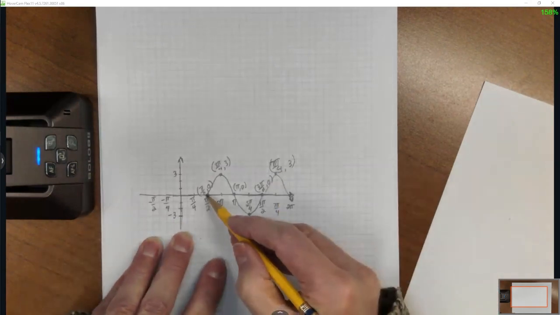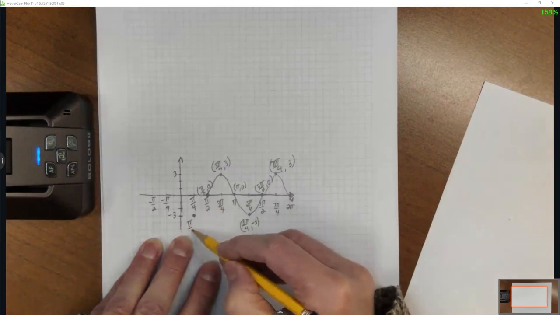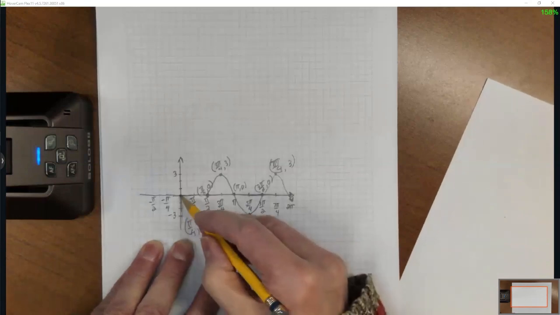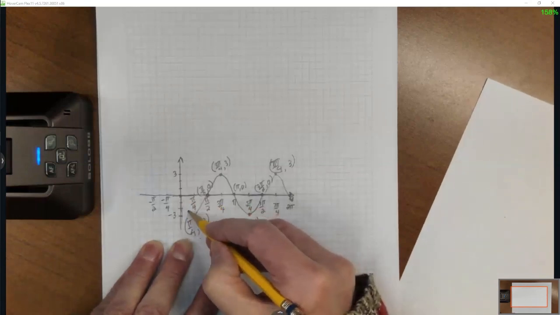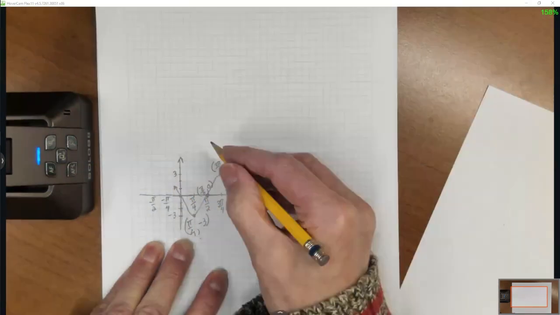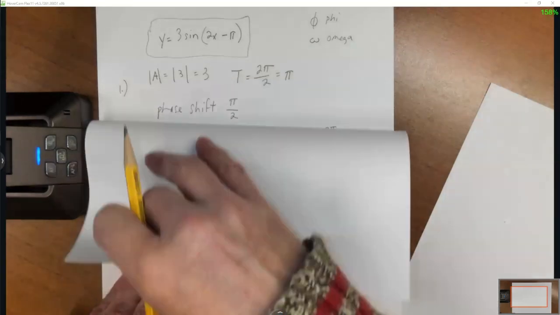And then, of course, down here, if I go backward by 2 pi, I'm back down at the -3. So pi over 4 has an x -3. And then this is going to shoot through there. And we could just kind of put our arrow in. Okay, so let's go ahead and label this graph. It's the graph of y equals 3 sine quantity 2x minus pi.